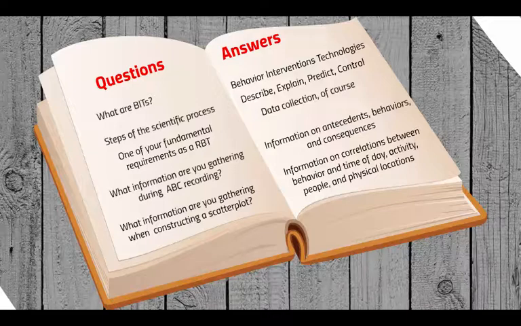Of course, data collection. And then what information you're gathering during your ABC recording? Well, you're recording information on antecedents, behaviors, and consequences. And then finally, what information are you gathering when constructing a scatter plot? Well, here we're looking at information on correlations between behavior, time of day, activity, people, and physical locations.